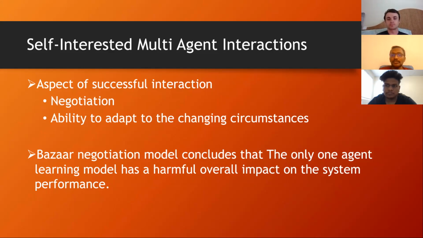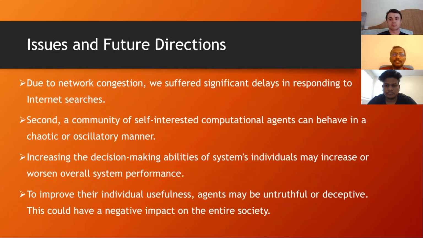The negotiation models conclude that having only one learning model has a harmful overall impact on the system performance. That means if a single agent has its own priority, then the whole system cycle will change and it will impact the performance of the system. The issues and future directions with this system are that, due to network congestion, communication needs to be very fast, and we are not supposed to have any delays in responding to the other agents.